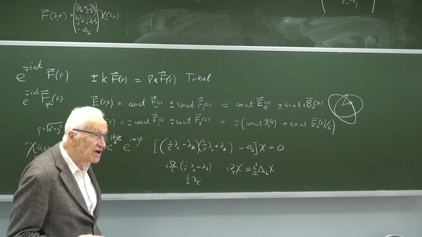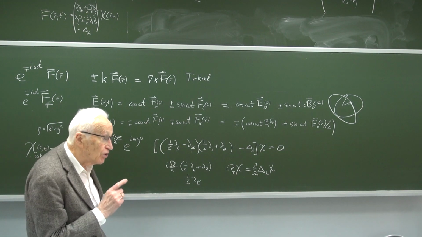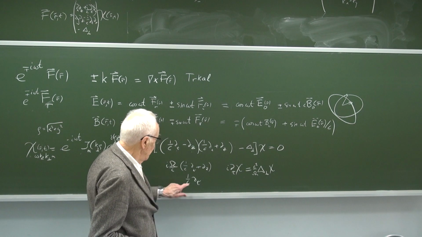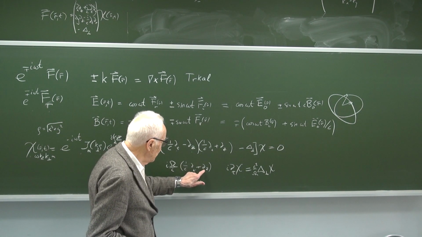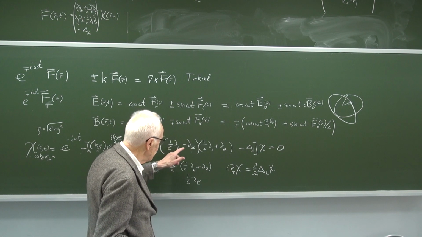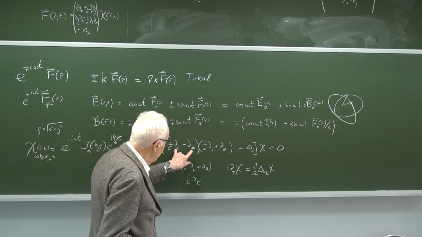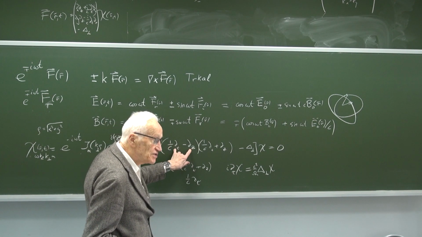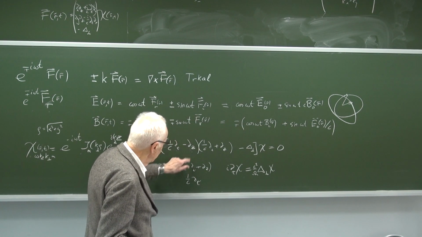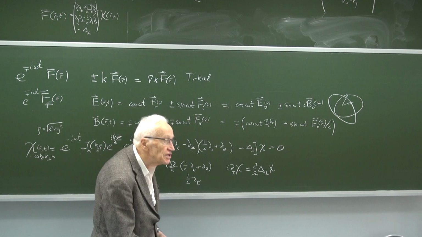All these solutions, unfortunately, are sick. They are sick for the following reason. Tau is the combination of t and z, and this combination, t minus z, also enters here. So since you fix this dependence, you also have waves running in the opposite direction.